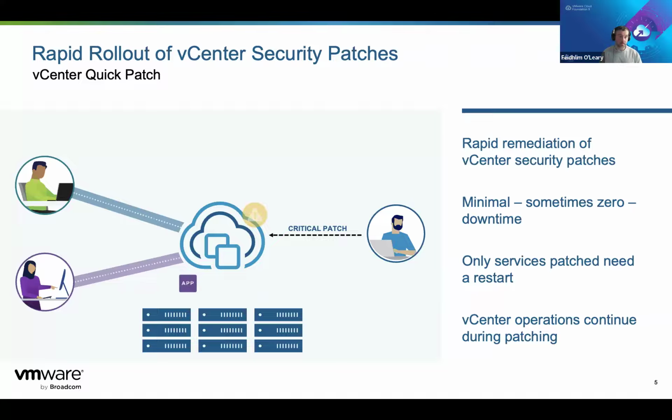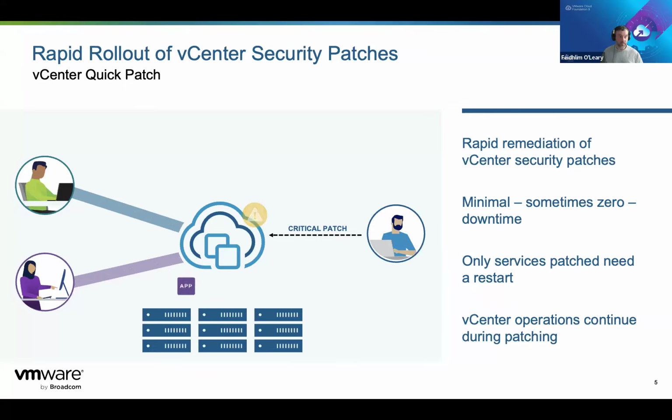So, for example, if there's a patch and it only is targeting something like, let me pick a service like the content library service, for example. There could be a security vulnerability in the content library service. We've issued an express patch using vCenter Quick Patch. Administrators can patch the vCenter, and it doesn't need VPXD to restart. So your main brains of vCenter stays online.